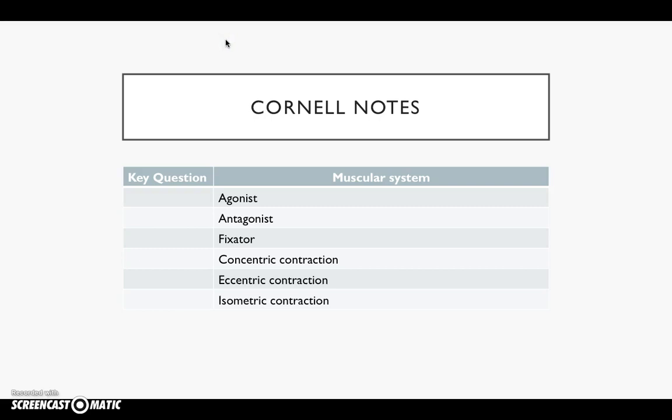So first of all, your corner notes needs to look like this. What we're talking about today, we're going to be discussing the agonist, antagonist, fixator, concentric contraction, eccentric and isometric. So if you can get that down on your notes, that'd be brilliant.